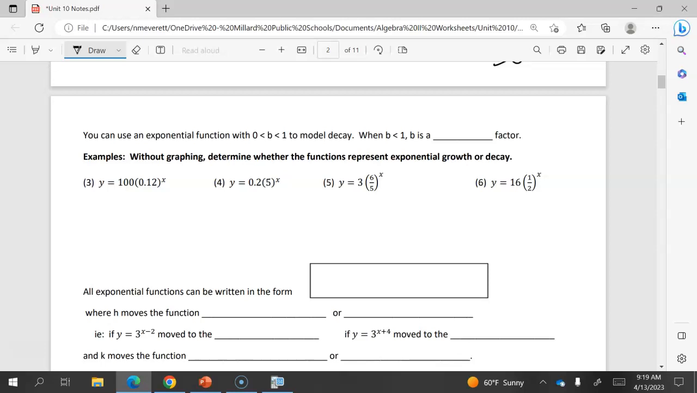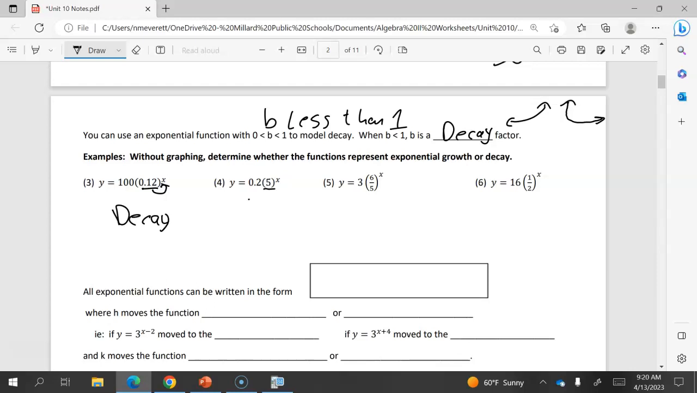Now we use an exponential function with b less than 1 to model decay. And again, all of the ones that we did above start off low and then go up. A decay graph starts at the top and works its way down. So we can tell decay graphs by whether or not the number next to the x is less than 1. Now 0.12 is less than 1, so this is going to be a decay graph. 5 right here, that's bigger than 1, so that's growth.